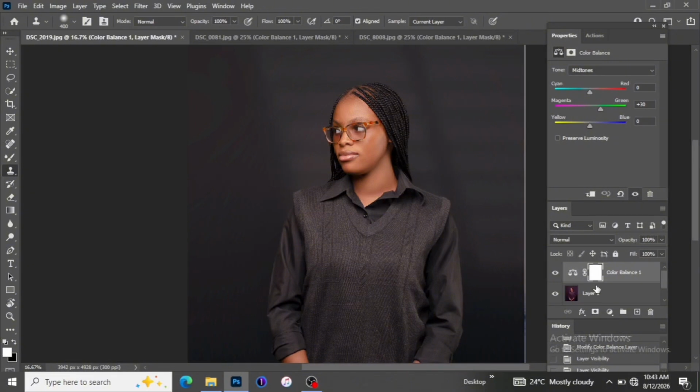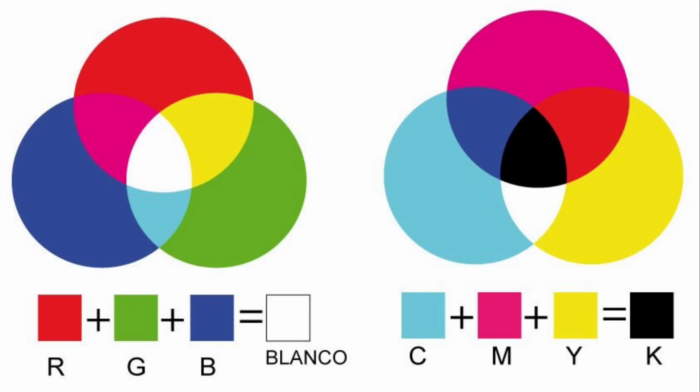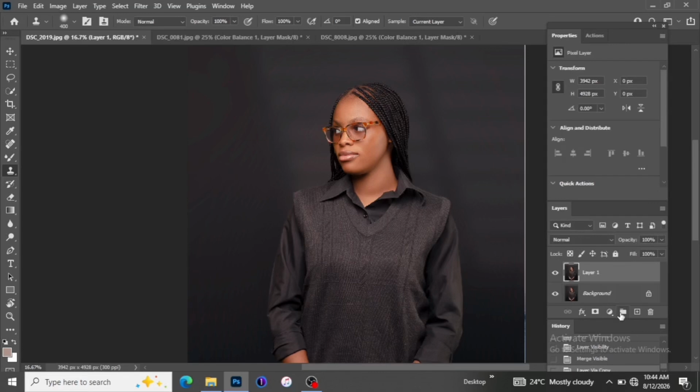Now, we are going to be doing something that most photographers or most Photoshop editors do not know. When you combine the RGB together, it makes your picture bright, meaning it makes your picture whitish in nature. But when you combine your CMY, which is your cyan, magenta, and yellow, it makes your picture dark in nature.